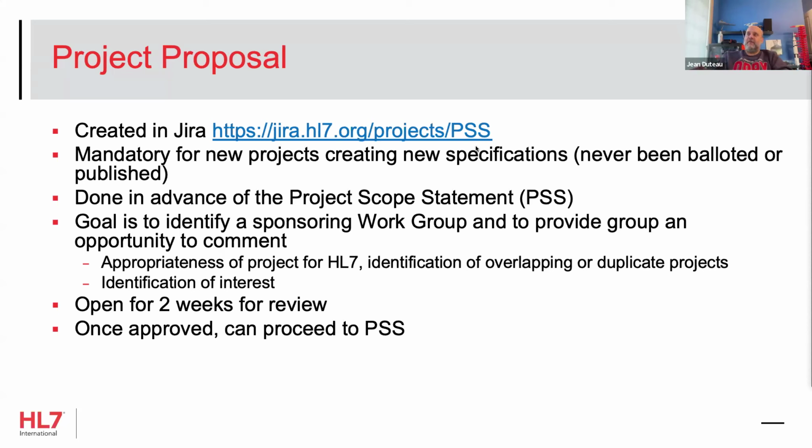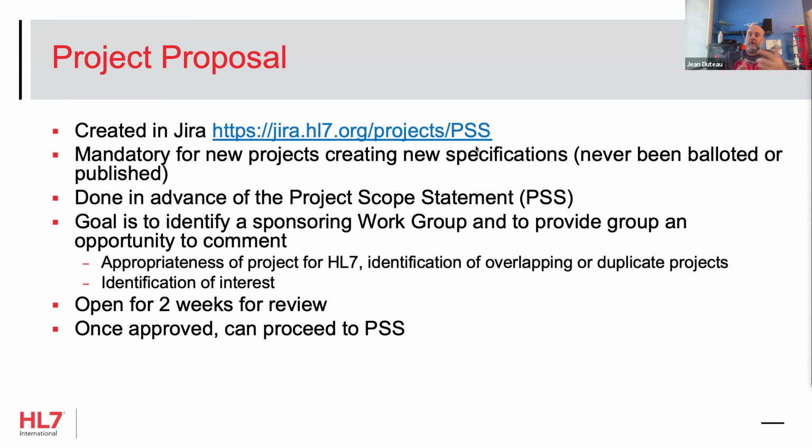So if you've got an existing project that's balloted something and now it's reballoting or it's creating a new version of that, you don't need a project proposal. This is for new work. It's done in advance of the project scope statement. And the goal of it, right, is to identify a sponsoring work group as well as to provide the work groups in general the ability to comment.